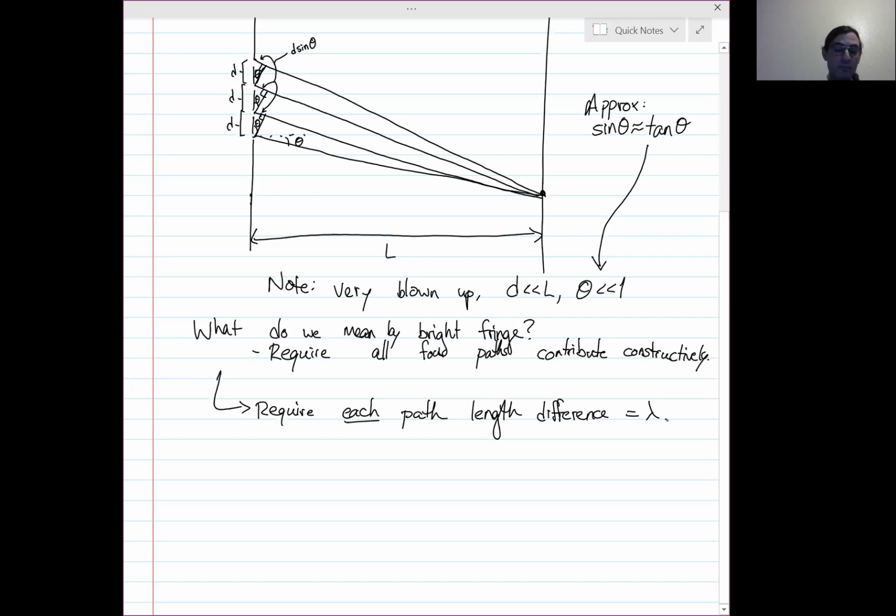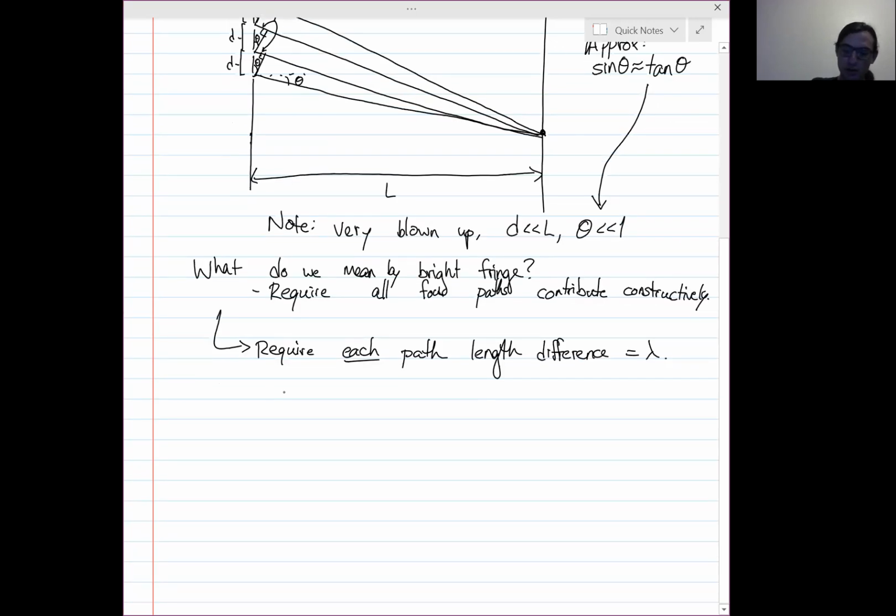Or put another way, the path difference between 2 adjacent paths, like these 2, for example, has to be equal to lambda, because then the path difference between the first and third path would be 2 lambda, the first and fourth path would be 3 lambda, the second and fourth path would be 2 lambda, and so on. And so they would all constructively interfere. You could have equally said that we want the path length difference to be 2 lambda, that would also work, but this is the simplest case.